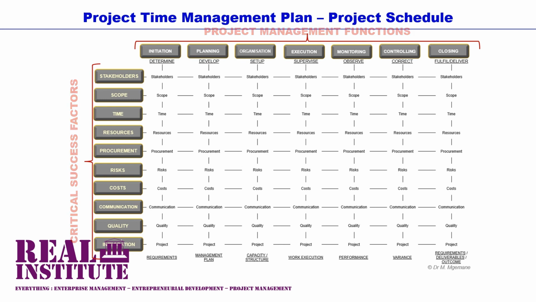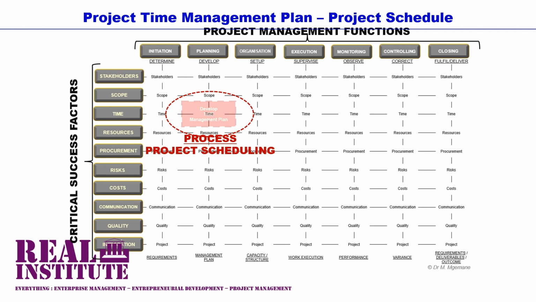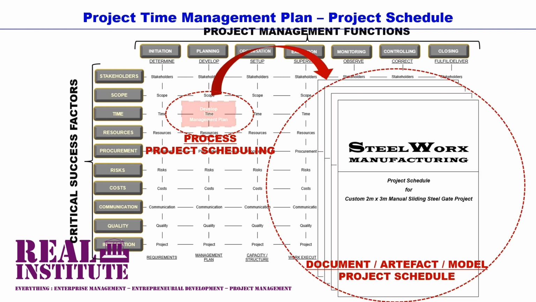Project management planning, or project scheduling, is a process that happens at the intersection of the project management planning function and the project time critical success factor. It is a process that is utilized by project managers to create project schedules or to develop project time management plans.